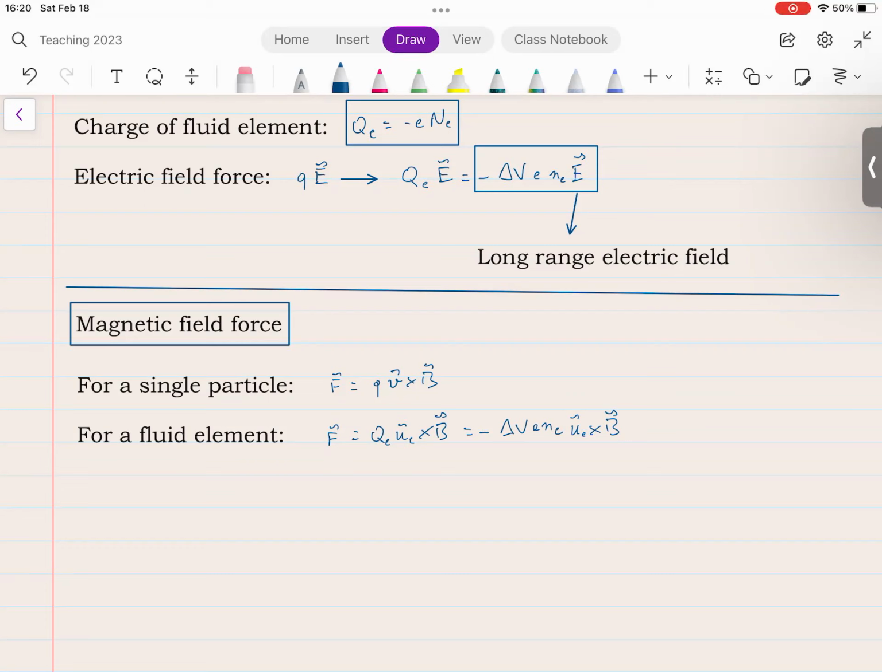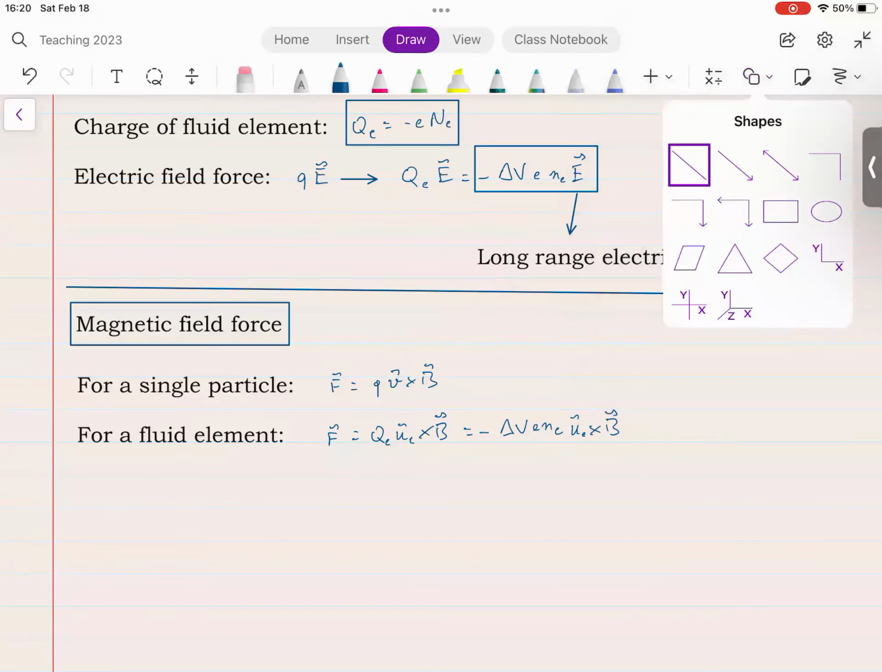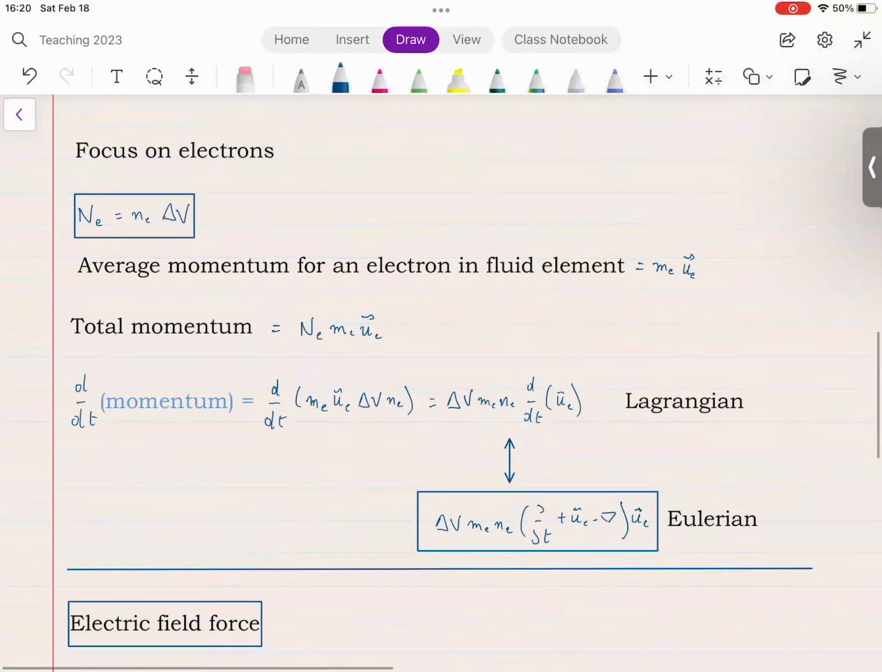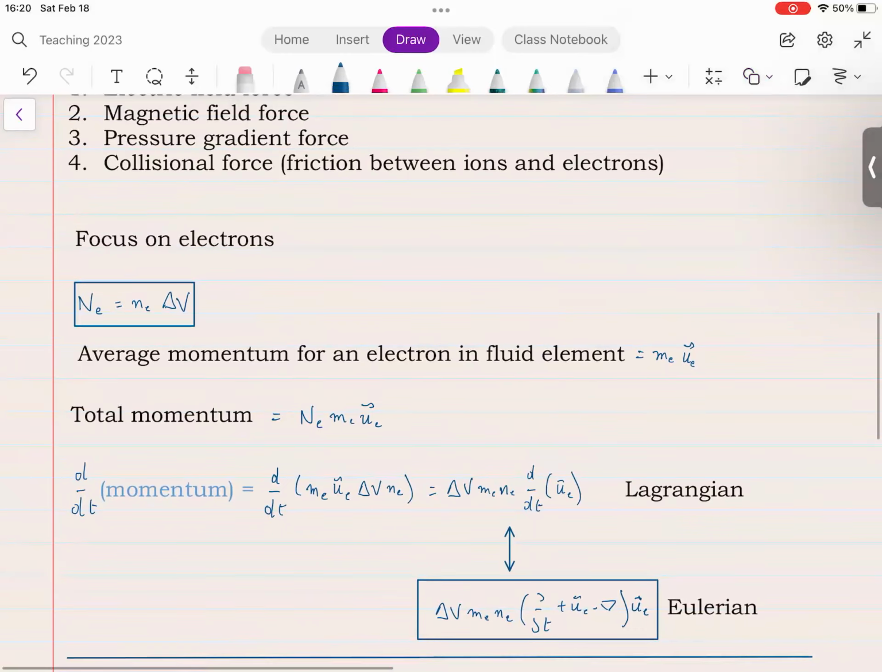All right, we're doing great. This one wasn't too hard. What is going to happen next? Maybe a little bit more challenging, but it's not going to be too bad. Okay. What we have next, going back to our list, is the pressure gradient force.